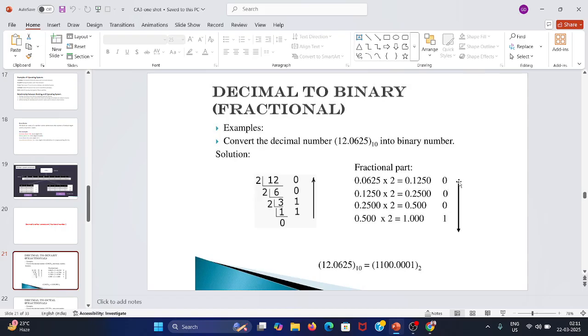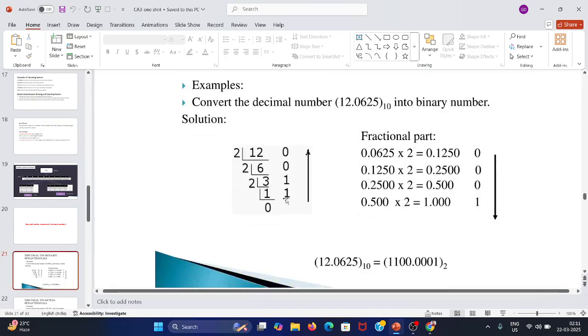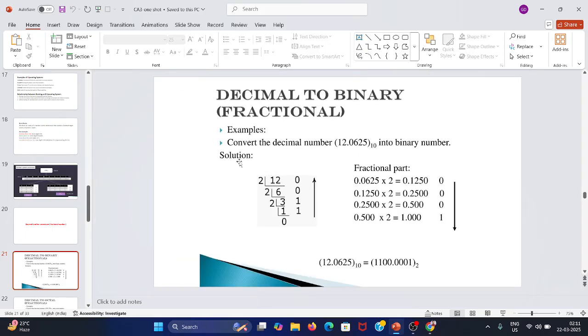In the multiplication case, we have to go from top to bottom and write 0 0 0 0 1. As you can see, from the integer part we are getting 1 1 0 0. We are ignoring that 0, so 1 1 0 0, then point, then starting from top to bottom 0 0 0 1. So that is the converted number from decimal to binary.